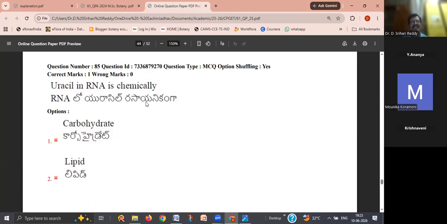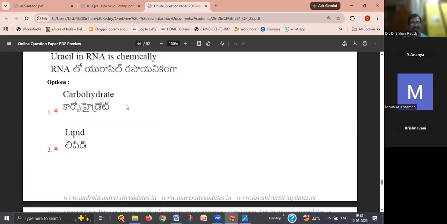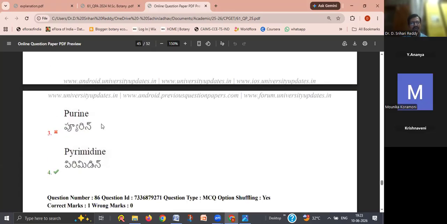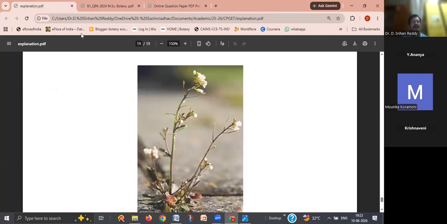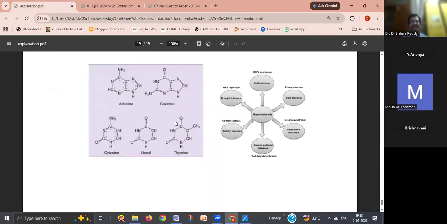So what is this uracil chemically? Is it a carbohydrate? No. Is it a lipid? No. Is it a purine? No. Is it a pyrimidine? Yes. Because we already discussed that.